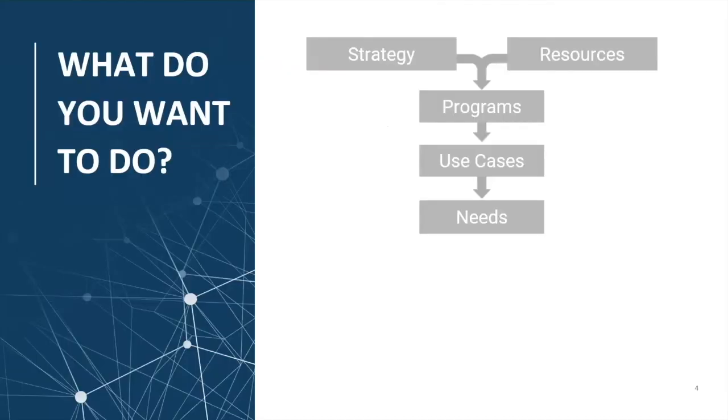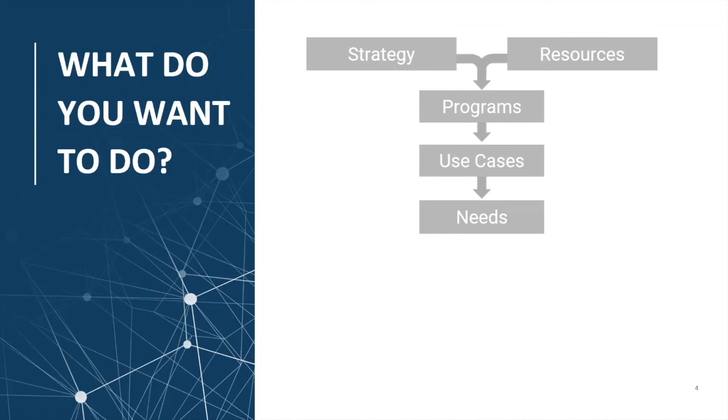So what do I want to do? How do I know what I want to do? Well, what marketing programs do I want to run? And how I decide what marketing programs I want to run is really a combination of my strategy, which is what I want to do, and my resources, which is what I can do. And the marketing programs should be the things that I can do, that I actually want to do, that are consistent with my strategy.